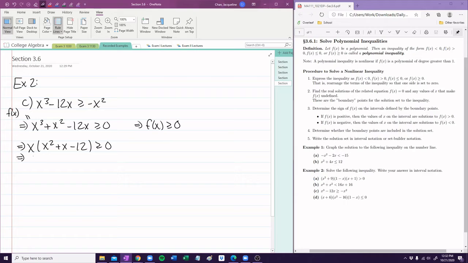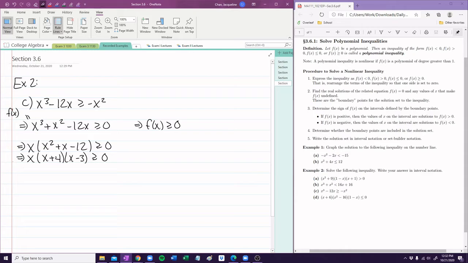Looking at the quadratic inside the parentheses, I want to find two numbers that multiply to be negative 12 and add to be 1. In that case, it's going to be positive 4 and negative 3. So this is x plus 4, x minus 3. Remember, the only reason I was able to put the 4 and negative 3 right away was because the leading coefficient in the parentheses was 1.